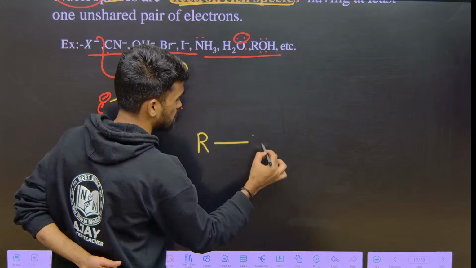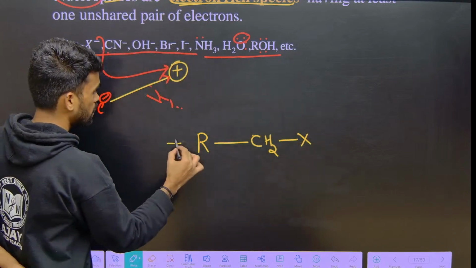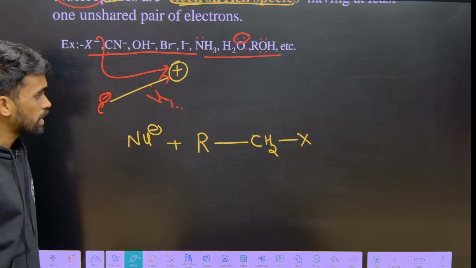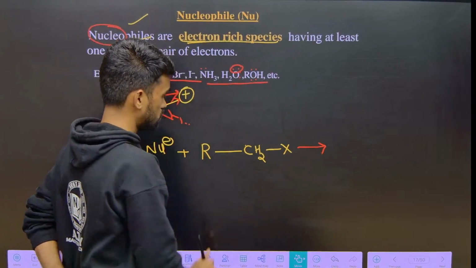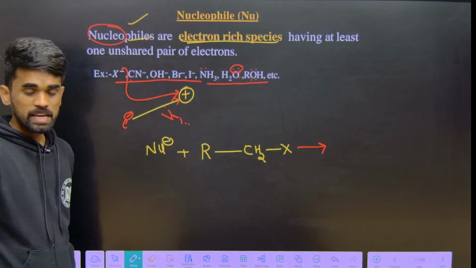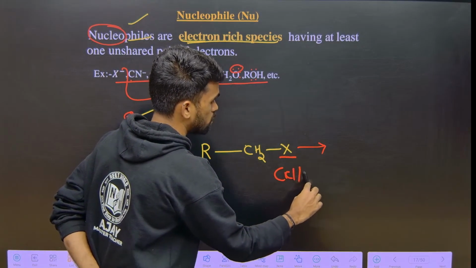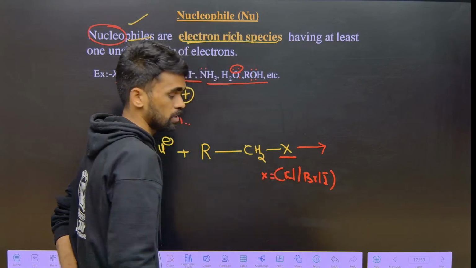The first reaction we have started something like this, okay? Now I am giving you one nucleophile here, like this. Tell me, what reaction can you expect here? X is some halogen, fluorine, chlorine, bromine, like that you can consider. X is any of these three.